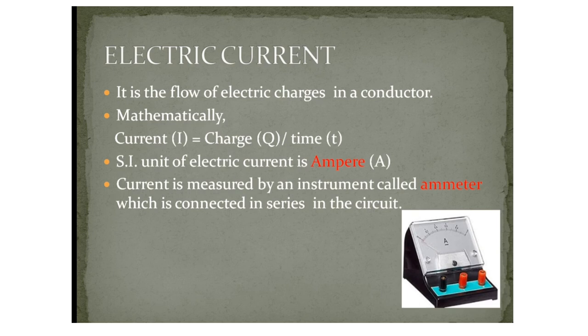Here are some bullet points regarding electric current. Please pause the video and note it down. Current is mathematically equal to charge by time. I is equal to Q by T. Please note the SI unit of electric current is ampere, denoted by capital A. How do you measure electric current in a circuit? With the help of an instrument called an ammeter, which is always connected in series in the circuit. You can see a diagram of an ammeter here.